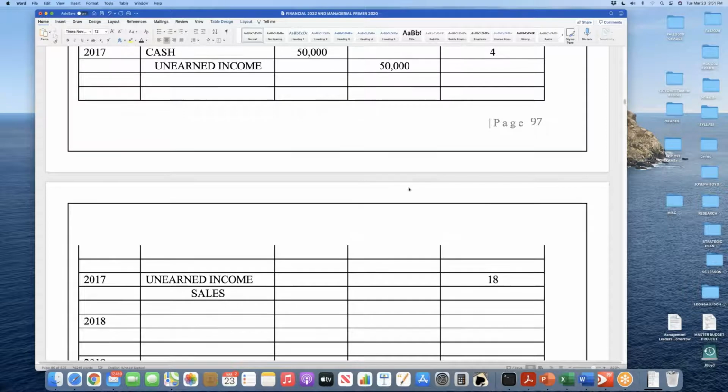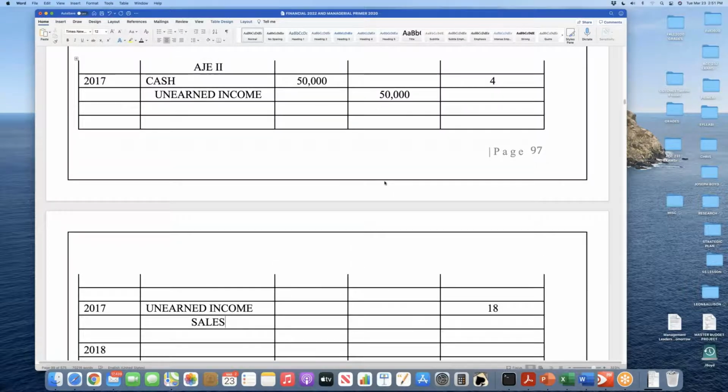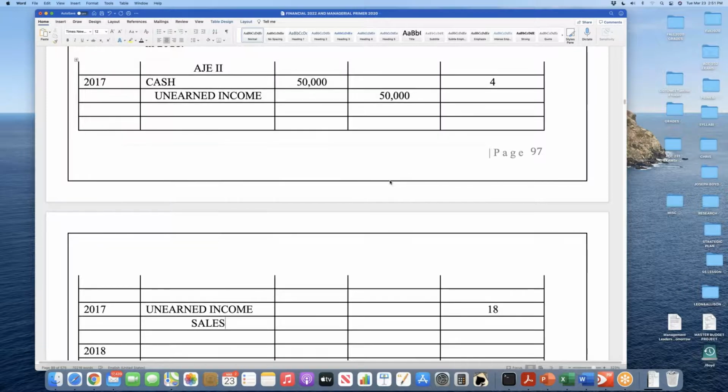So it told us what? 900 of the customers picked up the games, right? So wouldn't that be like 45,000? That's right. So now we've earned 45,000. So then what happened to the other 5,000?